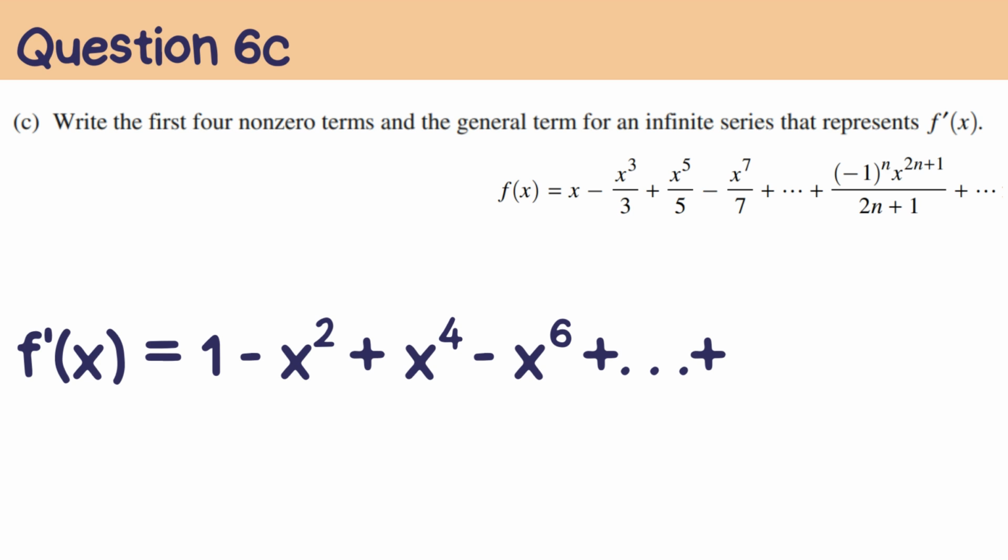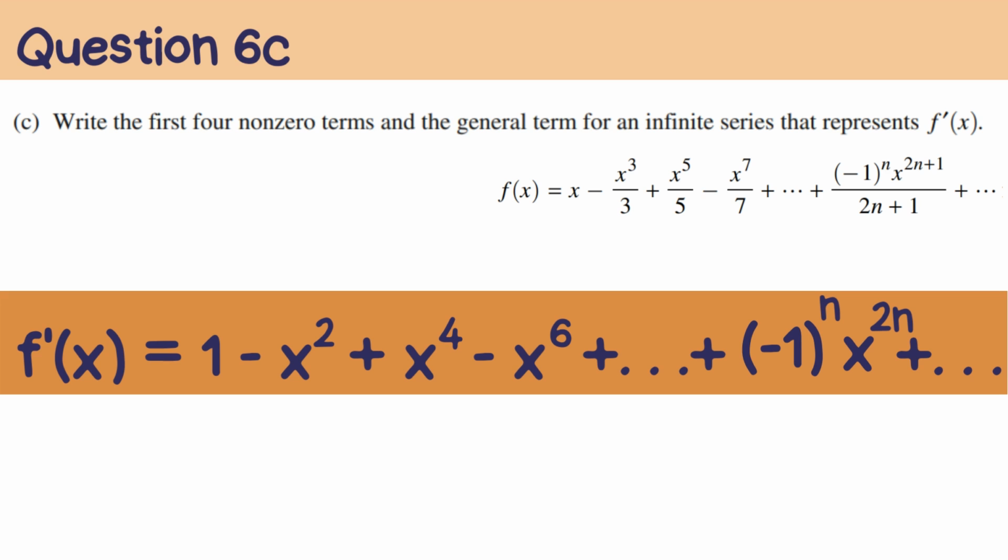Well, the first thing I noticed is that this is an alternating series, so it has positives and negatives, and it keeps alternating positive, negative, so it will need to have a -1 to the n power. And then the exponents for each x are even, so that's going to make this an x to the 2n. And that's pretty much it for part C.